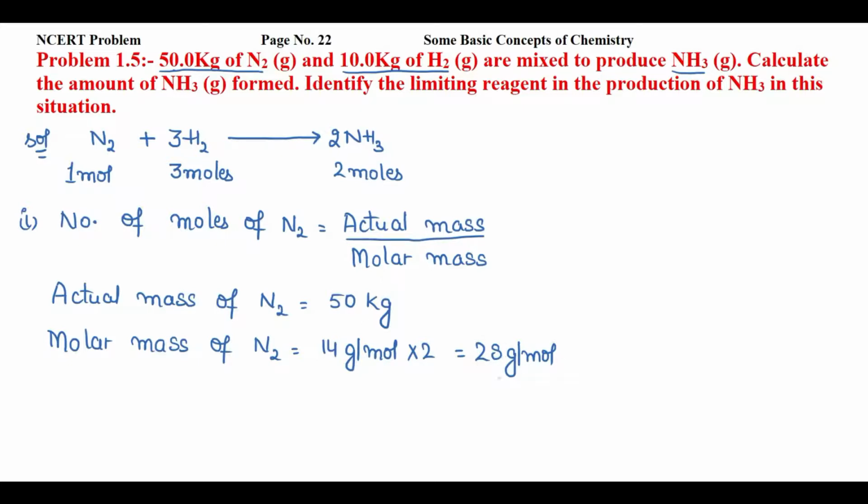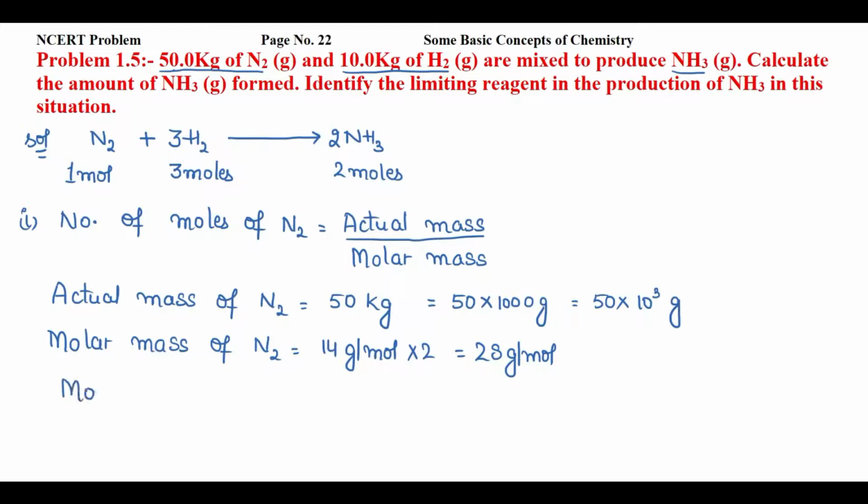Now here the molar mass is in grams, right? But the actual mass of nitrogen is in kg. So what I'll do, I'll simply convert this kg into gram. So I know that 1 kg equal to 1000 gram, right? So let's convert this value into scientific notation. So here there are 3 zeros, so I can write it as 10 raised to power 3 gram, right? Now let's put the values.